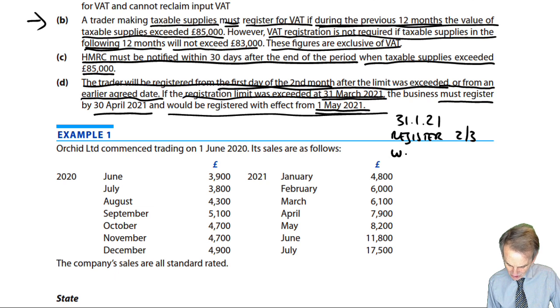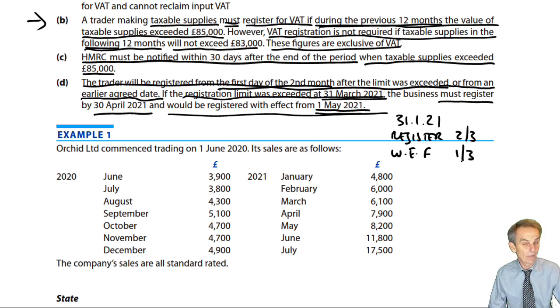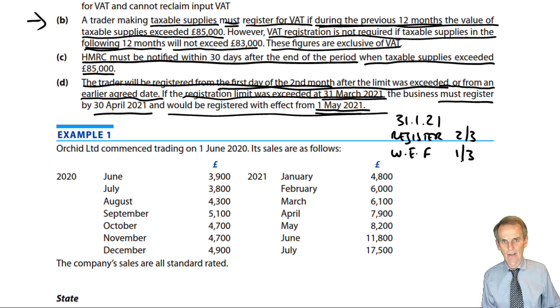But you'd be registered with effect from, well, again, if it was 31st of January, 1 month after is February, 2 months after, the second month is March. So with effect from the 1st of March. So you'd have to register by the 2nd of March, but you'd be registered with effect from, and therefore have to account for VAT from the 1st of March. So that's the only reason why we express it in that odd way, from the first day of the second month, after you have exceeded that level of taxable supplies.